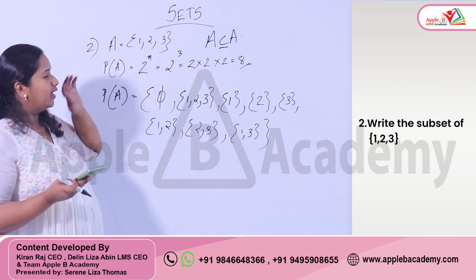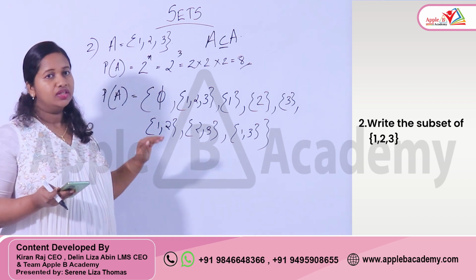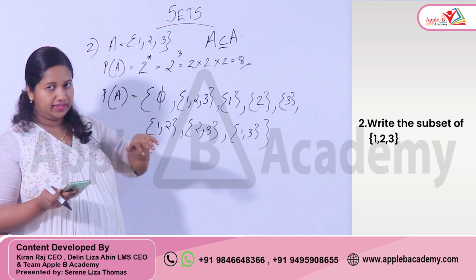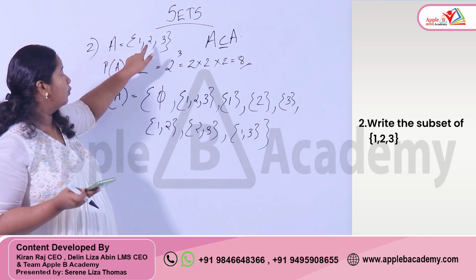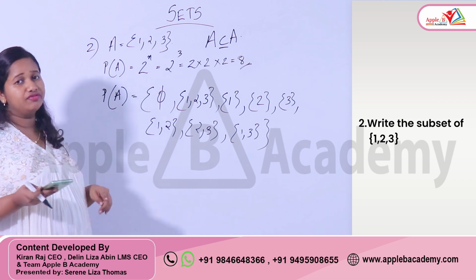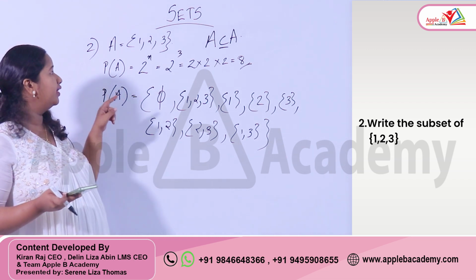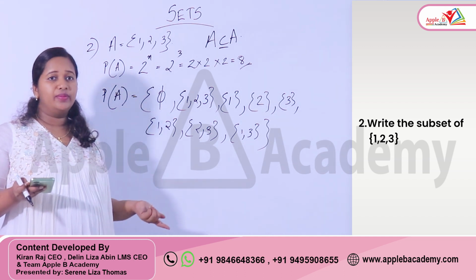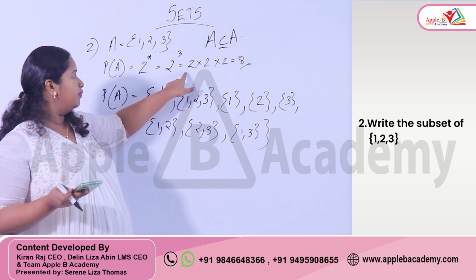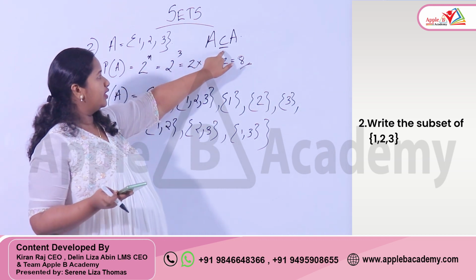Okay. So I will just explain it once more. We need to find the subsets of this set {1, 2, 3}. We have 3 elements in the set A, that is 1, 2, 3. So the formula for finding the number of subsets is 2 raised to n, where n is the number of elements. So 2 raised to 3, 2 into 2 into 2 is equal to 8.